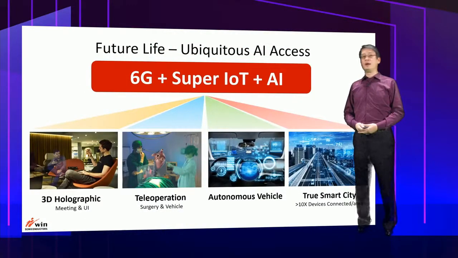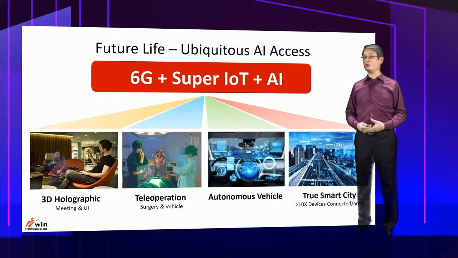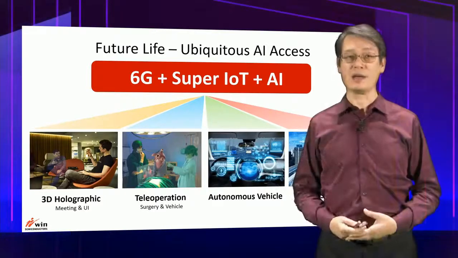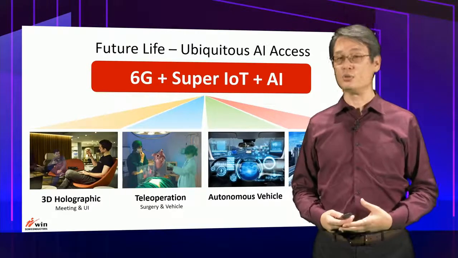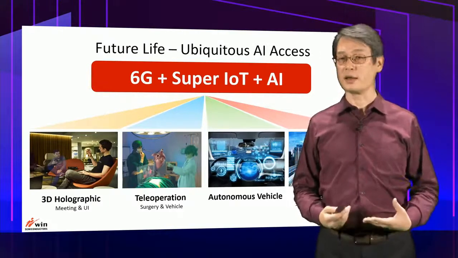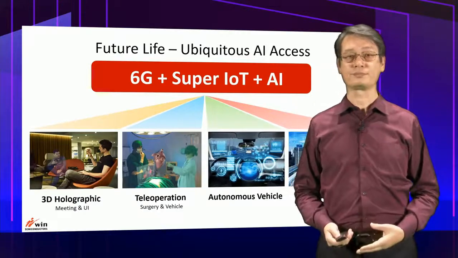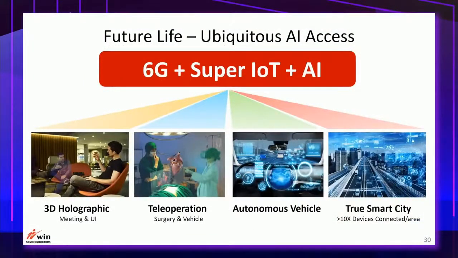Okay. It is believed the future life will be connected by massive intelligent devices through the fusion of 6G, Super IoT, and AI to achieve ubiquitous AI access as the vision. In addition, the boundary between the real and the digital world is getting blurred. For example, 3D hologram potentially can be the next generation display technology and user interface.